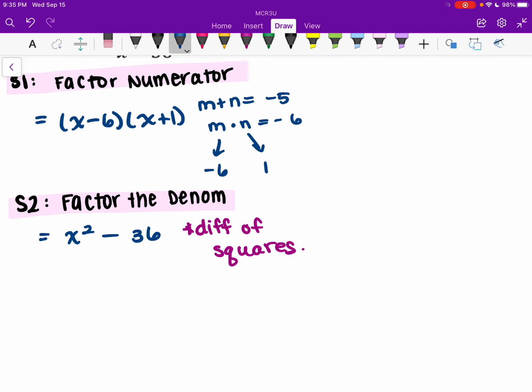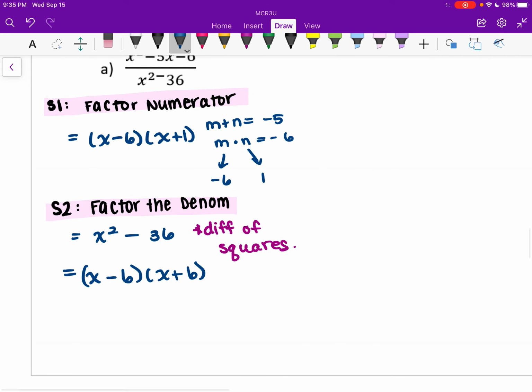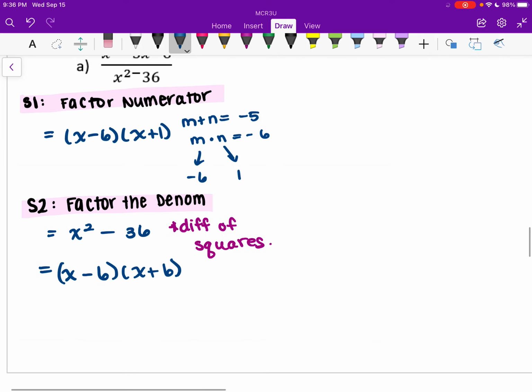Then I'm just going to take the square root of the first number, so I'm going to take x. I'm going to take the square root of the second number, which is 6. So x minus 6 and x plus 6. That gives me my denominator. Again, you could have done this by decomposition. No harm, no foul. It's just important to remember that sometimes it'll take you longer that way. Okay?